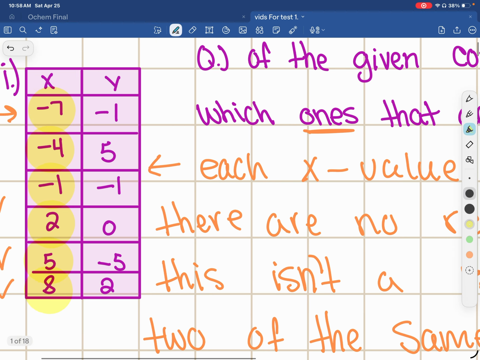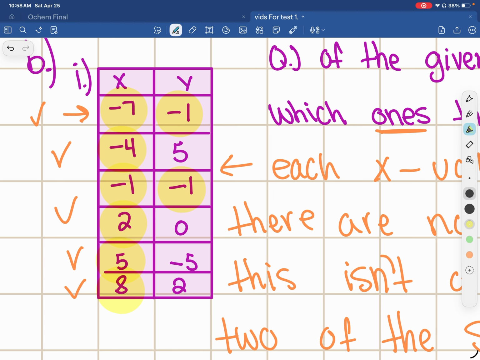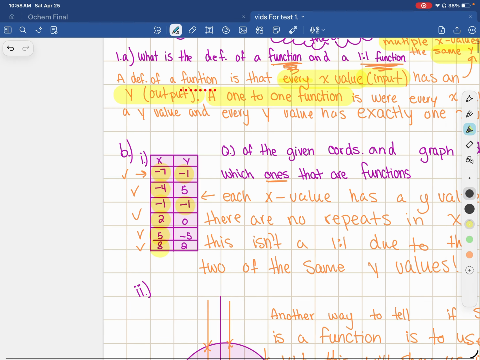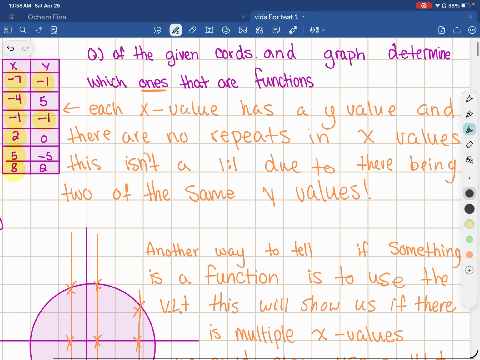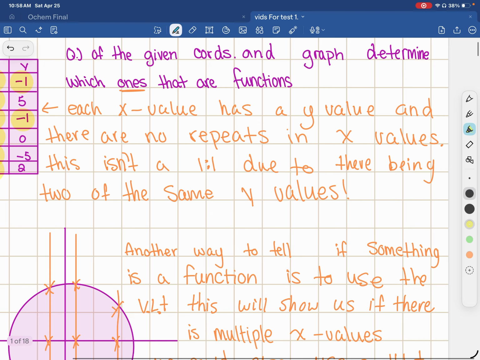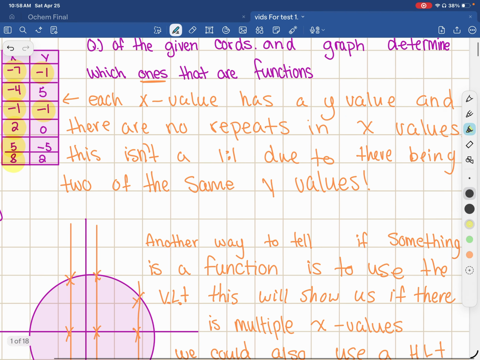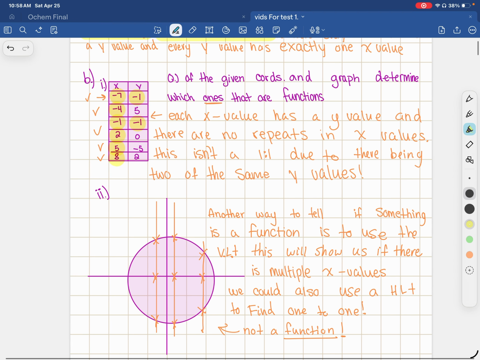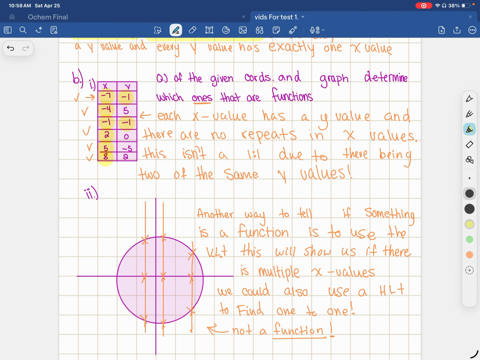But if we look over here, we have -1 and -1, meaning we have a duplicate y value, so this would not be one-to-one. When we put that in statement form, we say each x value has a y value and there are no repeats in x values, so this makes it a function. This isn't a one-to-one due to there being two of the same y values, as I explained over here.